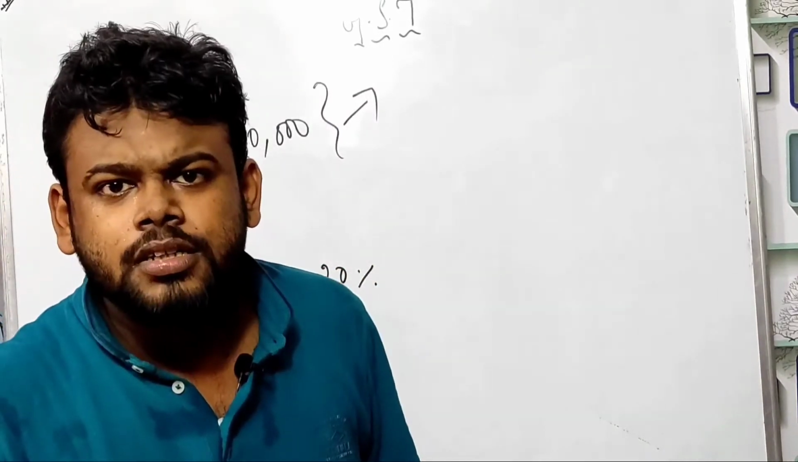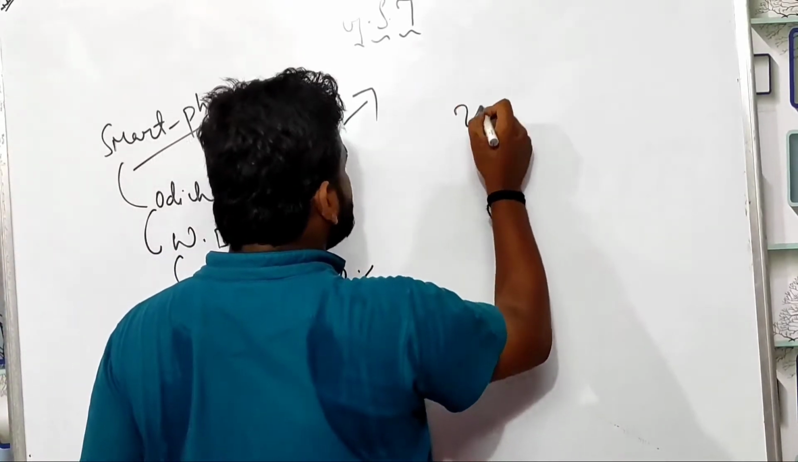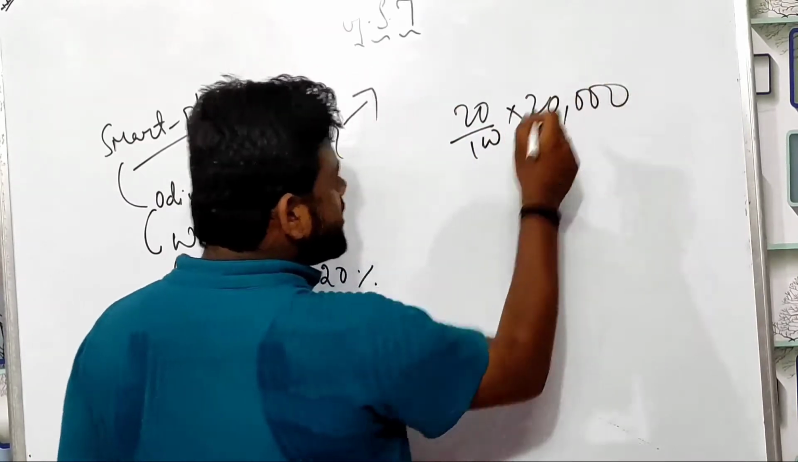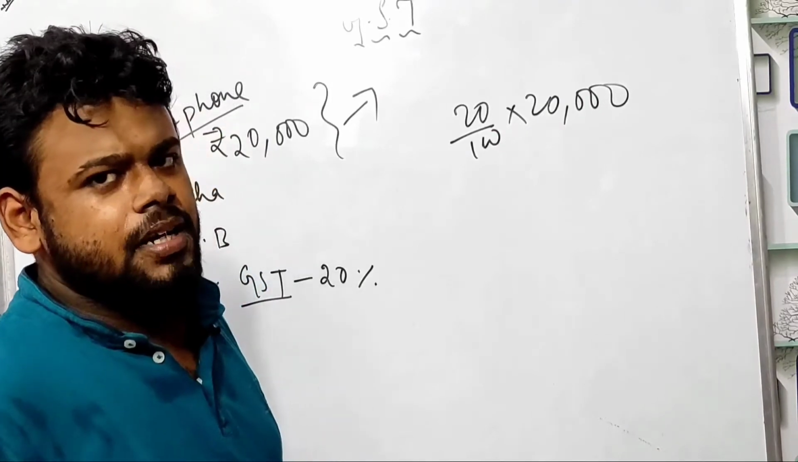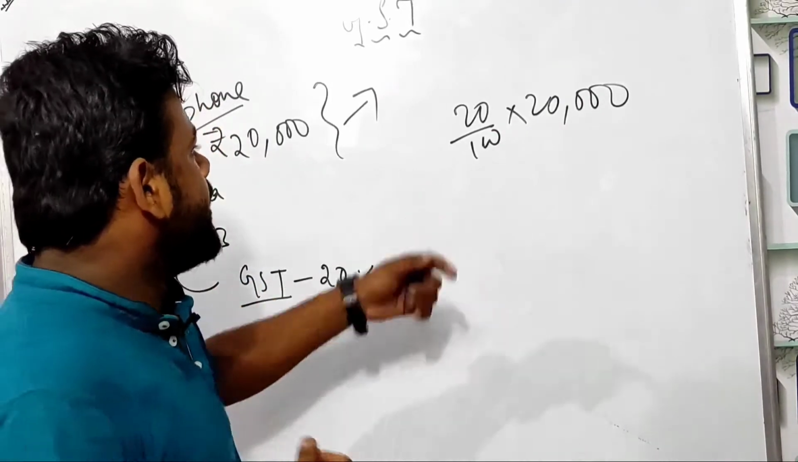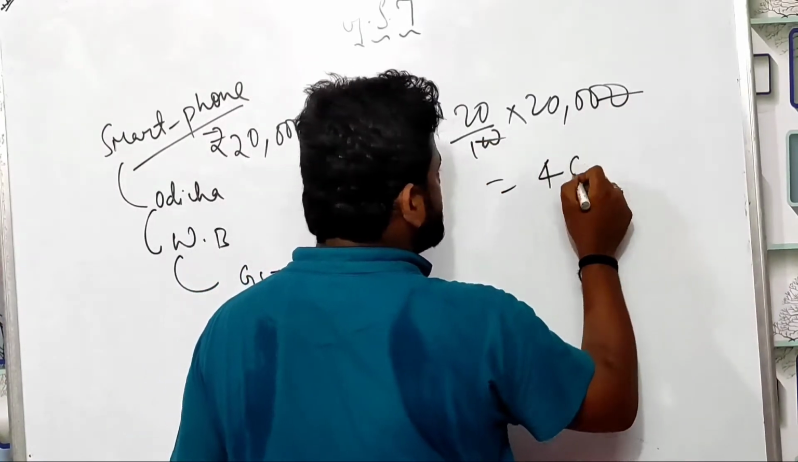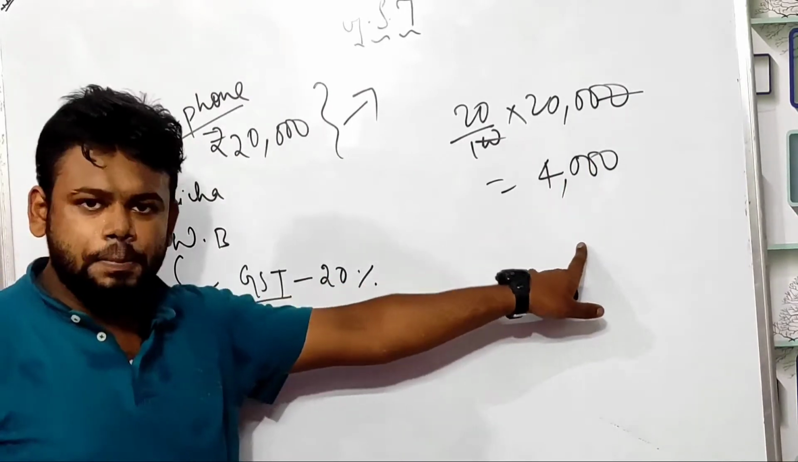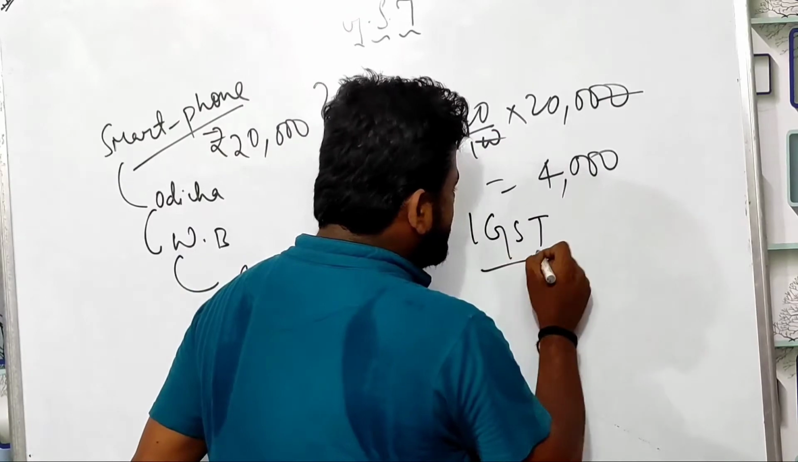Did you not understand? You got it, okay. That means the GST I will be paying is 20 by 100 into 20,000. As I said in the last class, if it is some percentage, 5% is 5 by 100, 10% is 10 by 100, 2% is 2 by 100. Cutting the zeros, it comes to 4,000. 4,000 GST I will be paying, which is IGST.